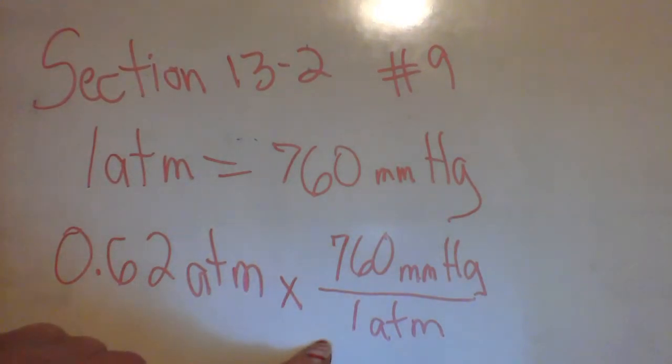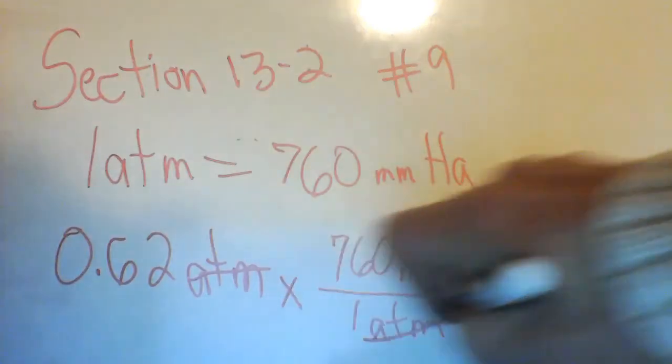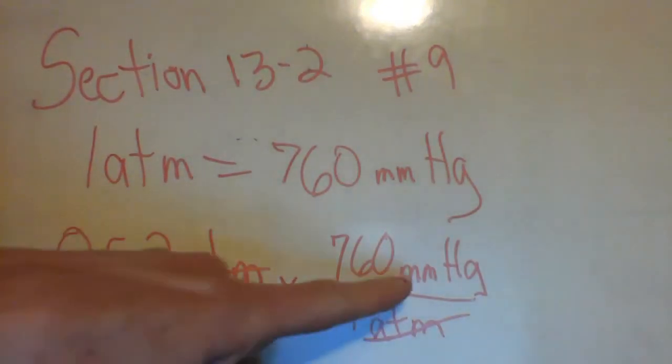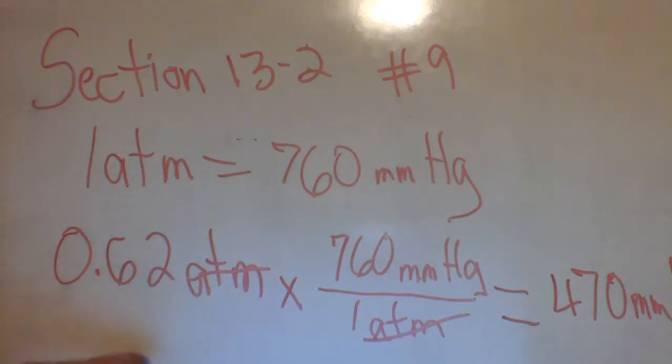We know that atmospheres goes on the bottom because it has to cancel out the atmospheres that we started with. We're left with the unit millimeters of mercury, which is what the question asked for. So now all we have to do is do the math. When we multiply, we get 470 millimeters of mercury.